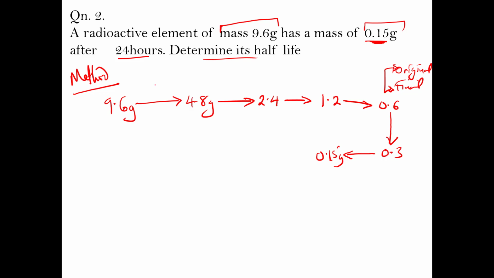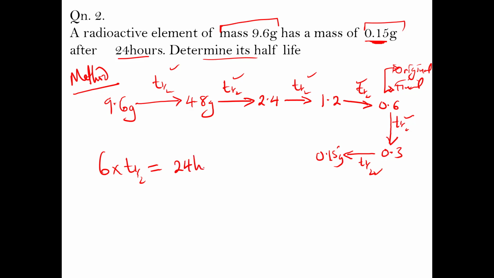And where you see an arrow, there is a half-life. T a half. T a half. T a half. T a half. And then finally T a half. How many are they? There are 1, 2, 3, 4, 5, 6. So shall simply say that 6 times T a half gives us the total time as 24 hours. So divide by 6, we shall find that our half-life, T a half, will be equal to 24 divided by 6, which gives us 4 hours.